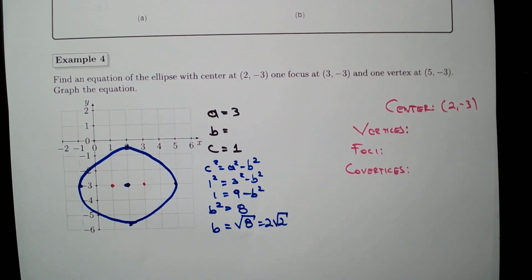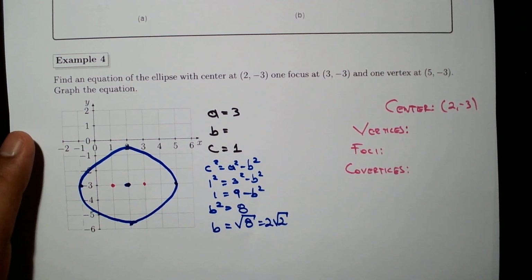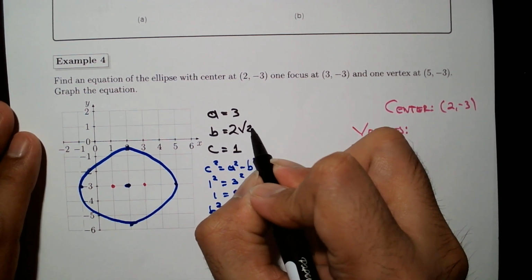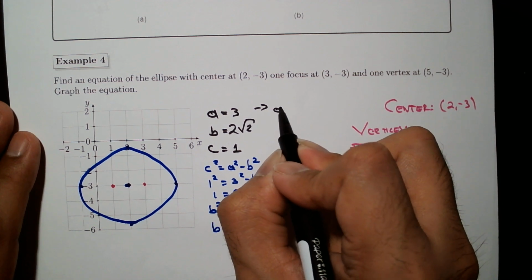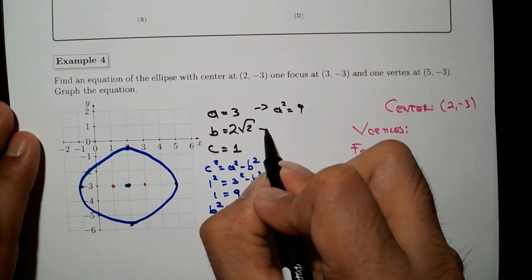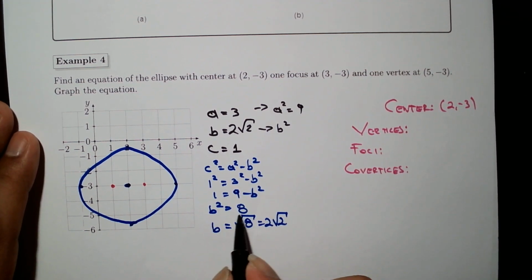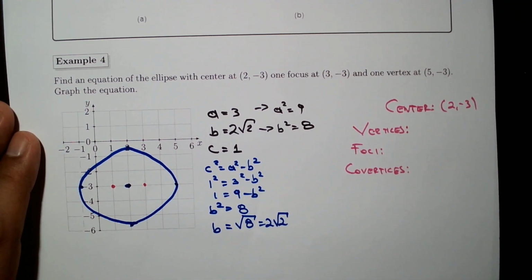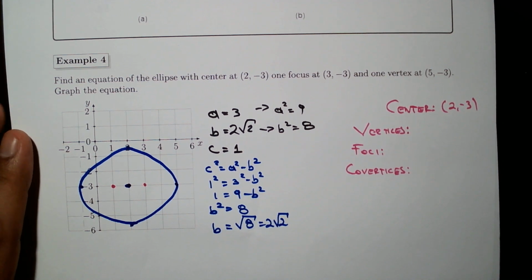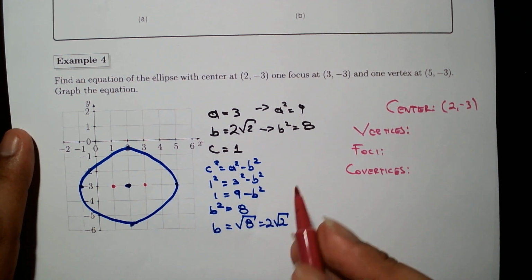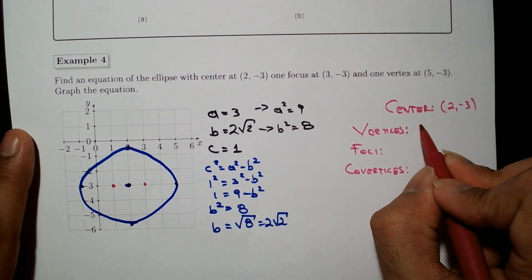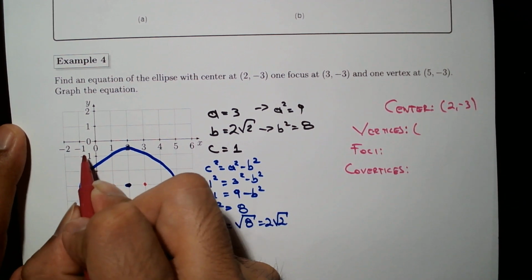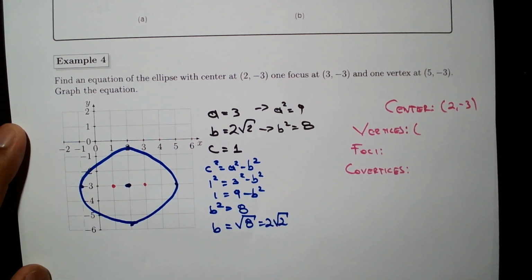All right. So b is 2 square root of 2. I'm going to need a squared, which is 9, and b squared, which is 8. Don't spend time squaring this, just use 8. All right, so vertices. One of the vertices, this point, is going to be (-1, -3).